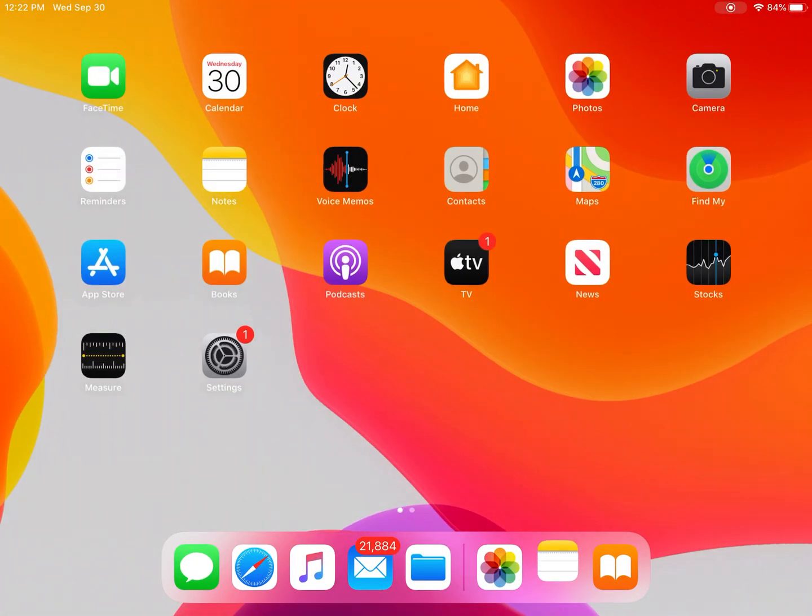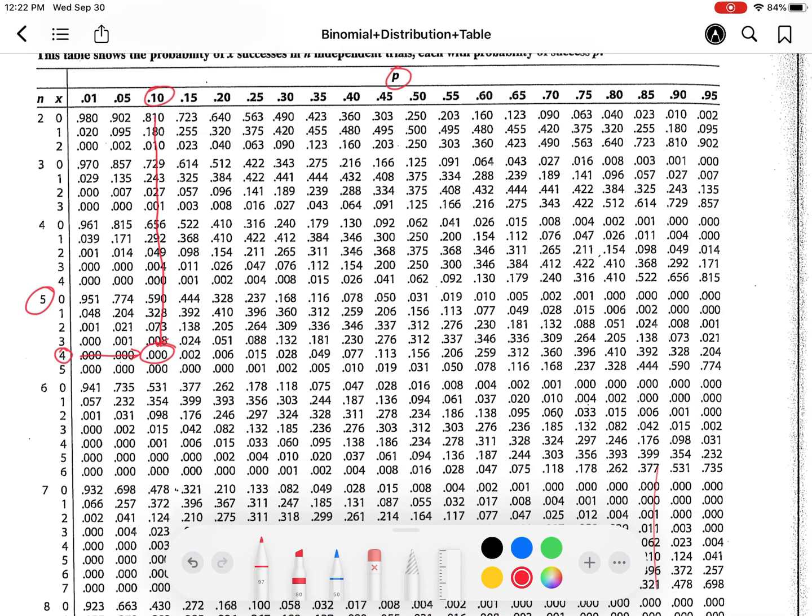Okay, so I'm going to go to my table. I'm going to look up n equals 5. I'm going to look up little p is 0.1. I'm going to look up x equals 0, 1, and 2. Let's do that.